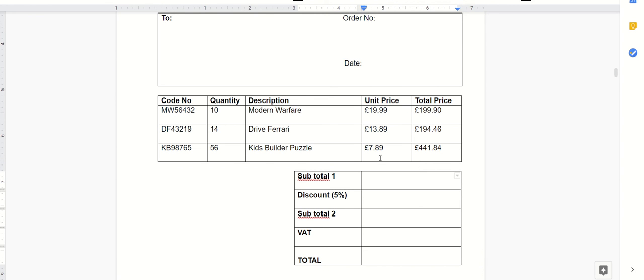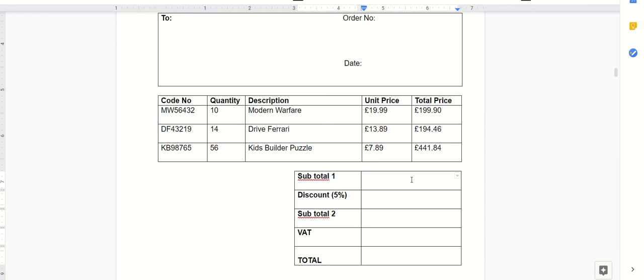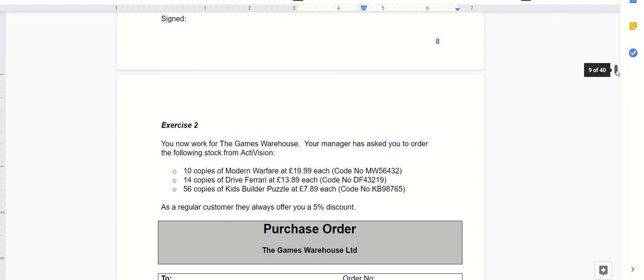So the subtotal one is just adding all these together. So the total price for each thing. So let's add 199.9 to 194.46 to 441.84. Let's press enter. You got 836.2, so £836.20. Now, they are saying that we're going to have a discount.